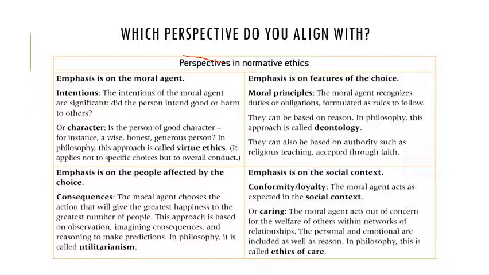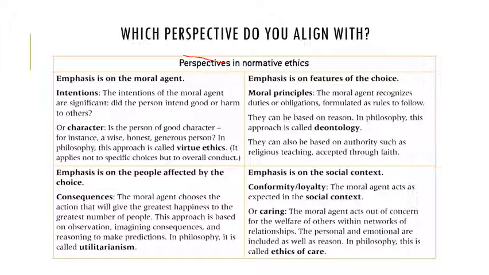And then the last thing you could do is look at social context, so that the moral agent acts as expected within the specific context. This is where relativism comes in. Sometimes they look at this idea of what is care, or caring for people. So thinking about how the moral agent acts out of concern for the welfare of others within networks or relationships. And in philosophy, it's usually called the ethics of care. So thinking about the context of the situation and what that says about the person, as opposed to the actual person themselves and what absolute things about them are coming out.